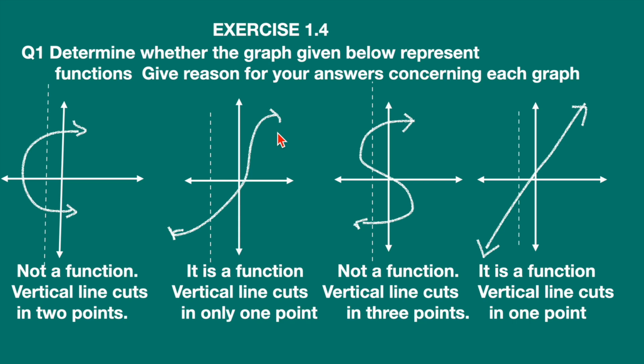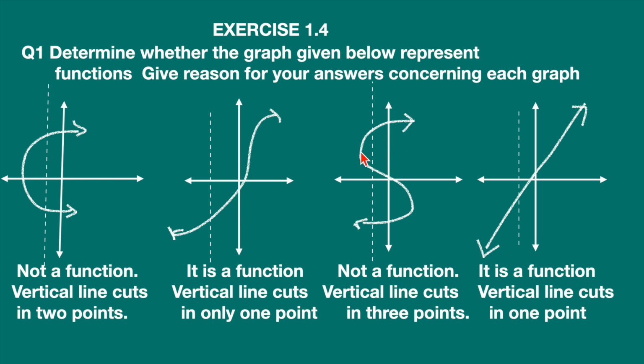Okay, second graph, you can see the curve of the graph goes like this. This is the x-axis, this is the y-axis. I'm drawing this vertical dotted line like this. It intersects the curve at only one point. So it is a function. Draw any vertical line anywhere in the curve. It will intersect at only one point. Okay, it is a function.